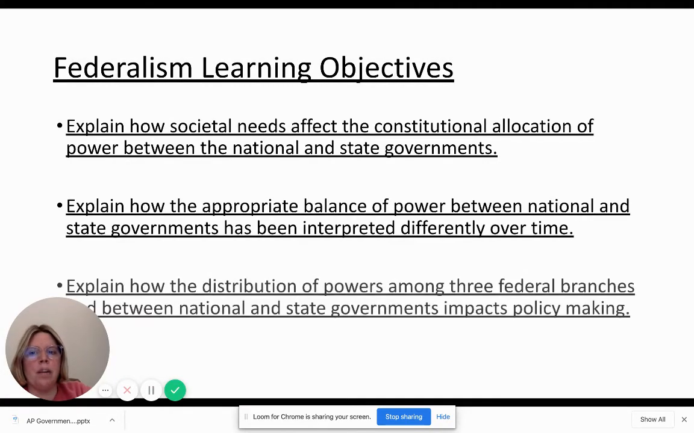All of these learning objectives sound super similar because they just really want you to understand how federalism is in action, basically. So how are societal needs affected by the way that we distribute power? What's the appropriate balance of power, and how has that changed or evolved over time? And how does that affect the policymaking process, basically?